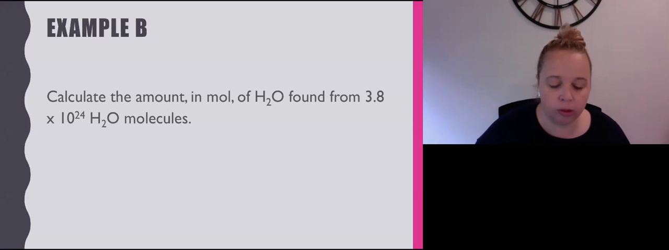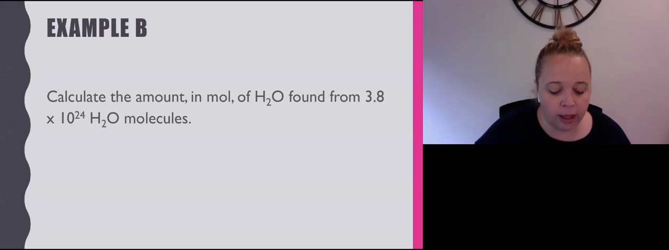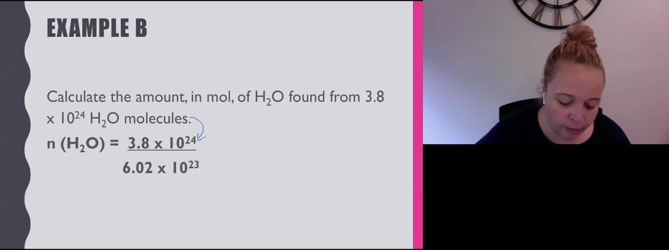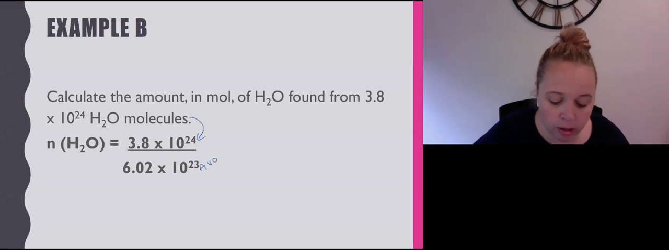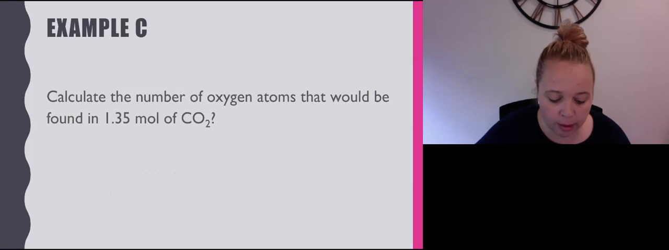Let's just have a look through one more example. Oh, there's 2 more examples. Calculate the amount in mole of water from 3.8 times 10 to the 24 water molecules. So this time we want to know mole. We've been given the number of molecules here. This one here is Avogadro's number. We divide them together and we end up with 6.3 mole of water molecules present.